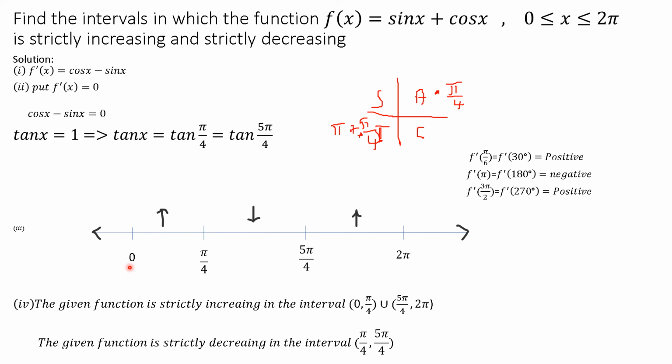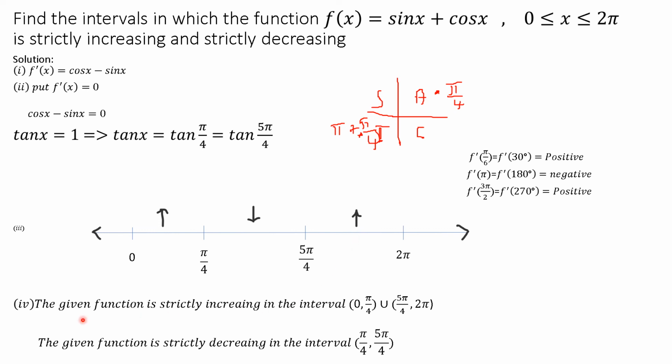See, in the interval 0 to pi by 4, the sign is positive. Therefore the nature of this function is strictly increasing. In the interval pi by 4 to 5 pi by 4, f dash of pi is negative. That means in the interval pi by 4 to 5 pi by 4, the sign is negative. Therefore in this interval the function is strictly decreasing. In the interval 5 pi by 4 to 2 pi, the sign is positive. Therefore in this interval the function is strictly increasing.